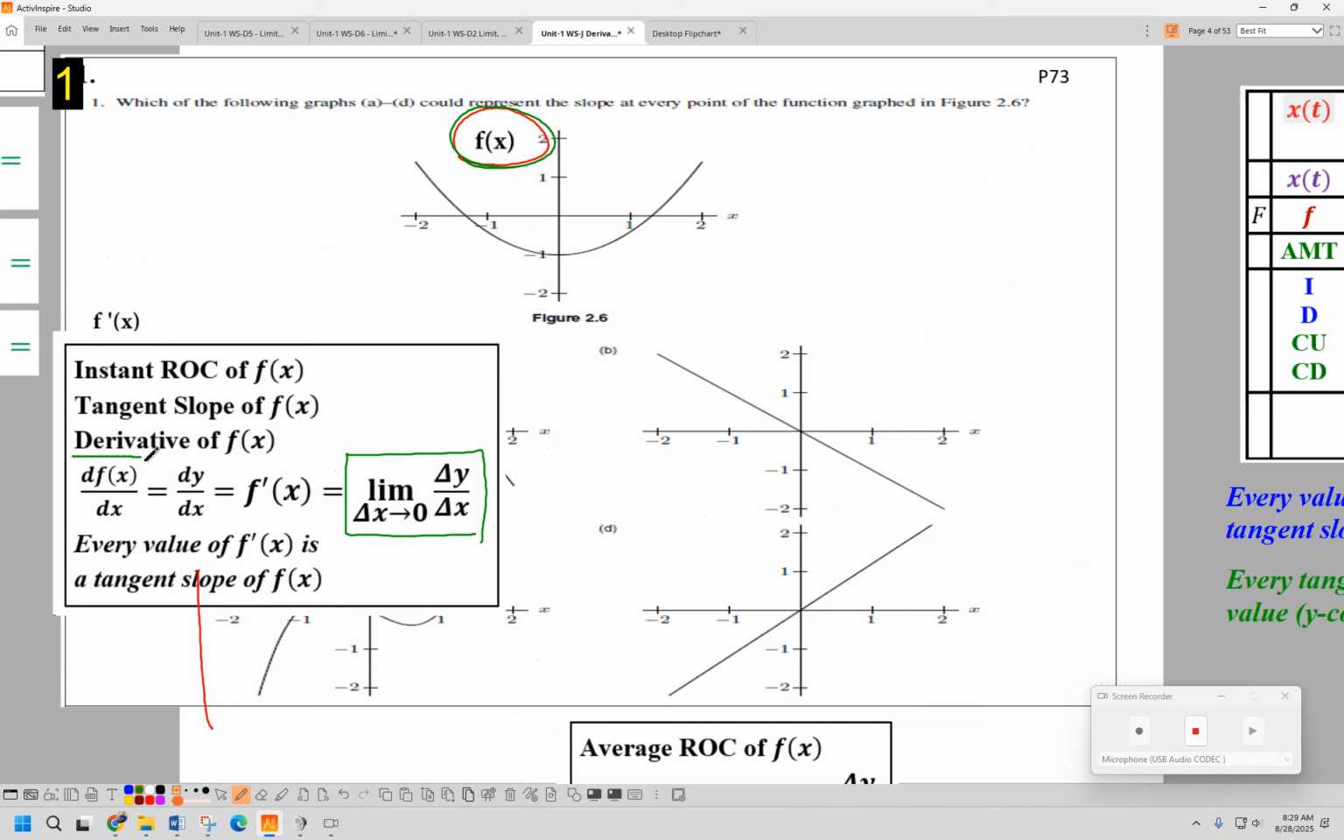Look here. This is a brand new symbol, df of x over dx. You've got to see this. The d does not stand for derivative. Don't ever do that. d isn't derivative. d is difference. And it's an infinitesimal difference.